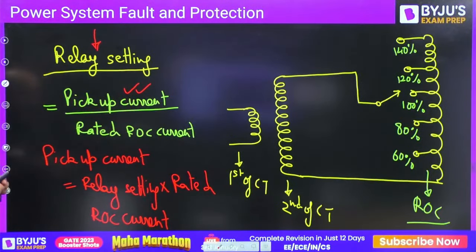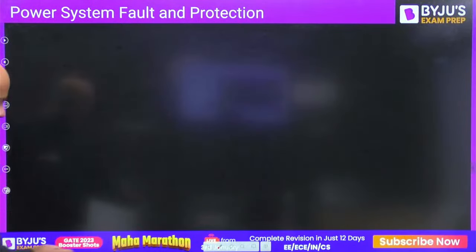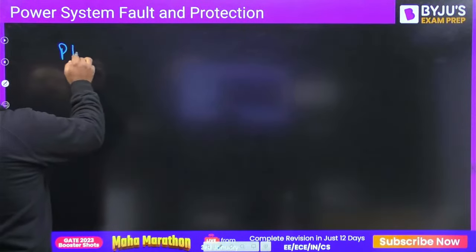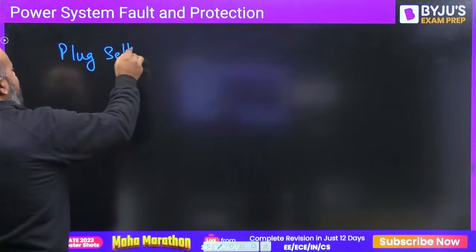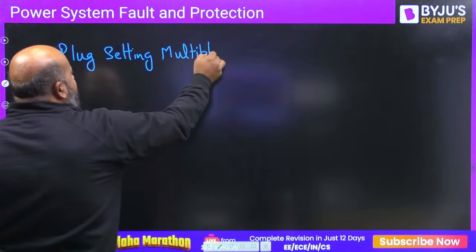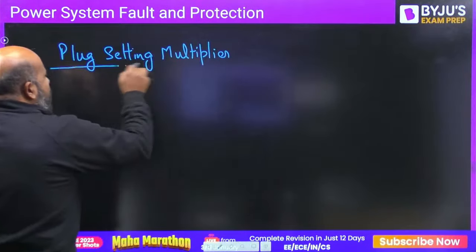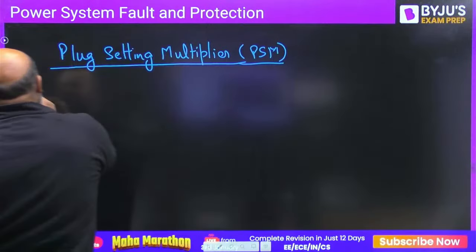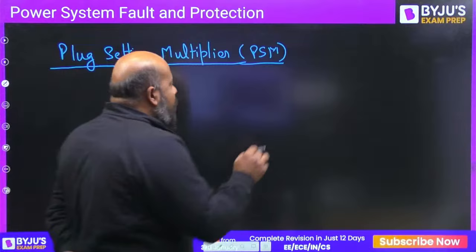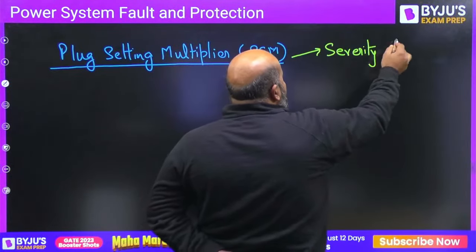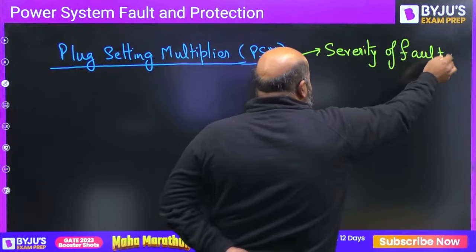Now understand, because let us complete this picture so that you understand it better. The next term we are having is plug setting multiplier. In short, it is called PSM. So, plug setting multiplier basically tells you the severity of the fault.